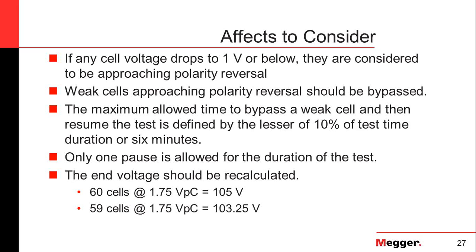Now, the important thing is that once you bypass a cell, you then need to recalculate what's going to be your stop condition of the voltage. So, for example, if I started with 60 cells, but then I had a stop end voltage of 105 volts, now 59 cells is going to be 103.25.